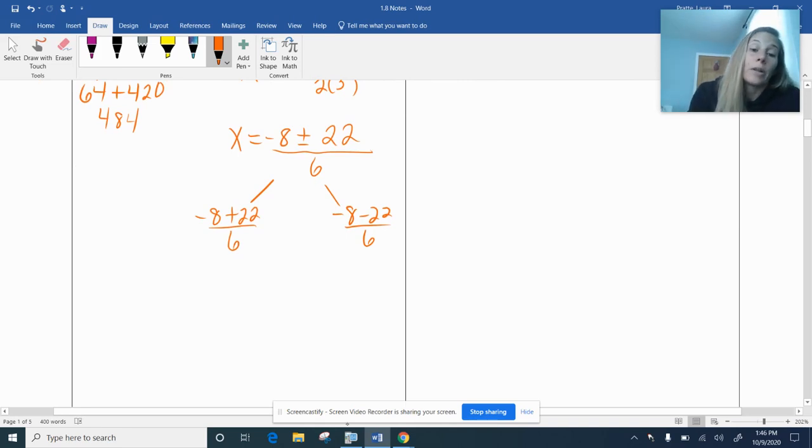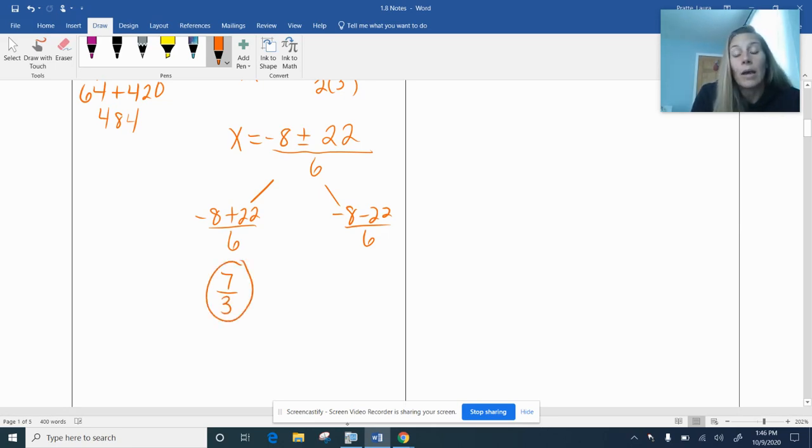So negative 8 plus 22 is 14. 14 over 6 is 7 over 3. So that's one answer. And then negative 8 minus 22 is negative 30. And negative 30 over 6 is negative 5. So notice we had two real answers, and they were both rational.